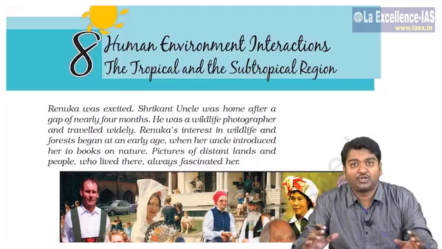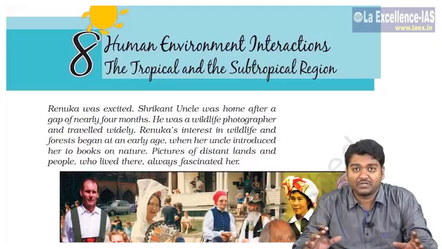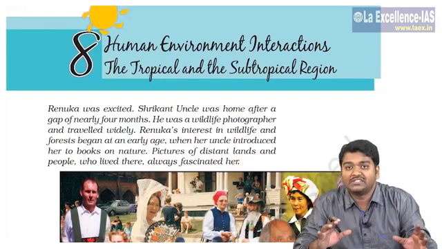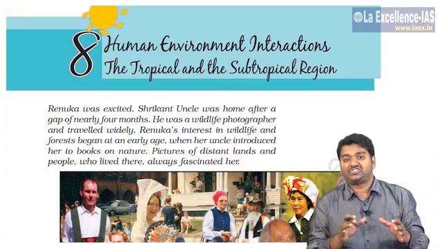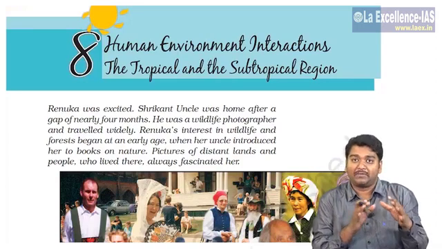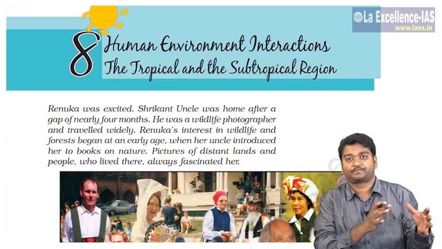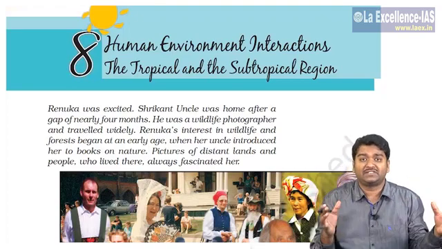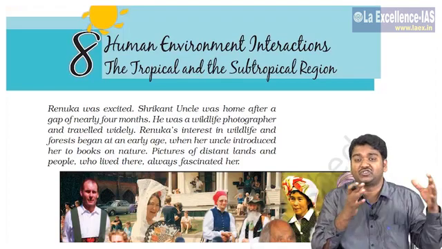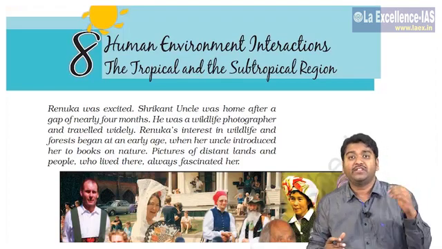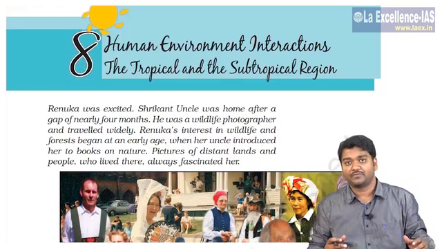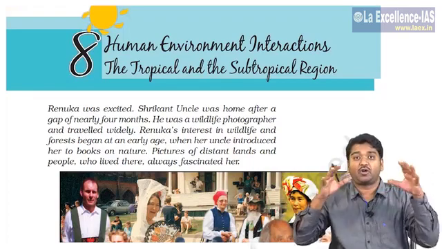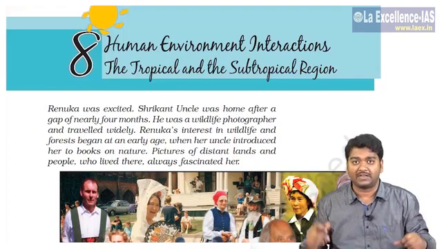The next important topic is human-environment interactions in the tropical and subtropical region. In this chapter, they take the example of the Amazon River Basin in Brazil, where they try to explain the Amazon Basin or equatorial forest present in that region. They also talk about the life in that region. Later they talk about the Ganga-Brahmaputra Valley, and about the life in this region as well.